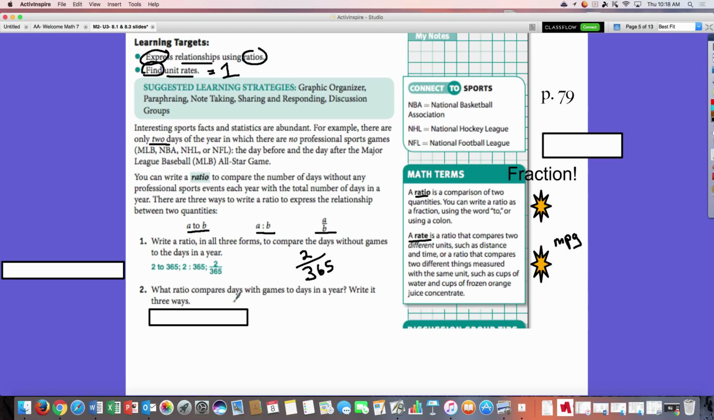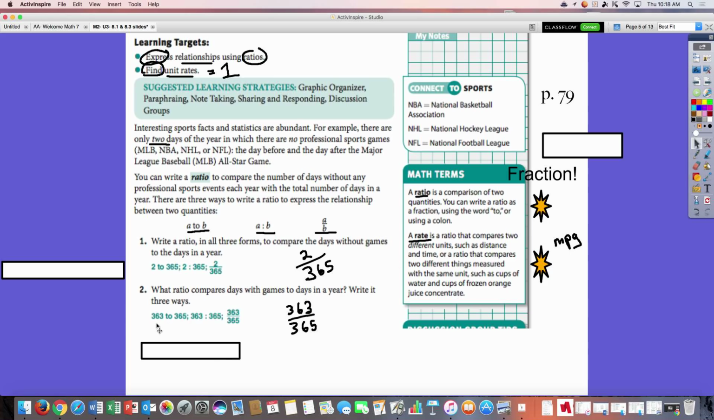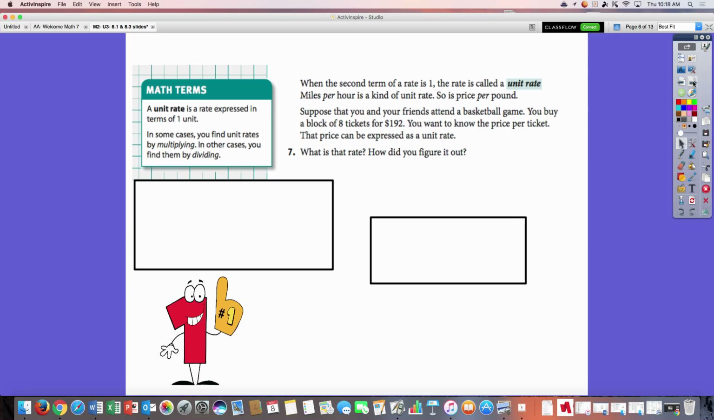What ratio compares to days with games? Well, there's 365 days in a year. If there's 2 days that don't have games, the rest of the days are what? You're right, 363. So the rest of the days do have games. 363 to 365, 363 to 365, and 363 to 365. I know, this is easy, right? I know you got it. All right, let's keep going. Hold on, let me take a sip.